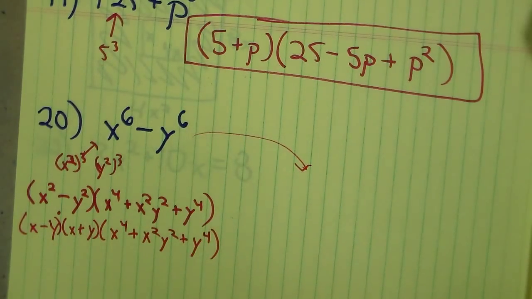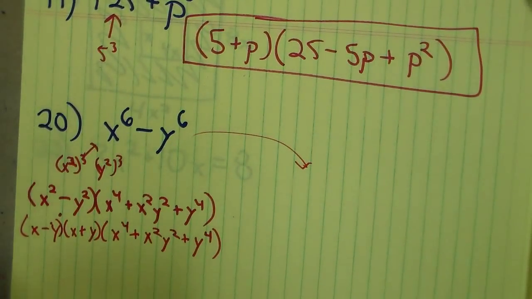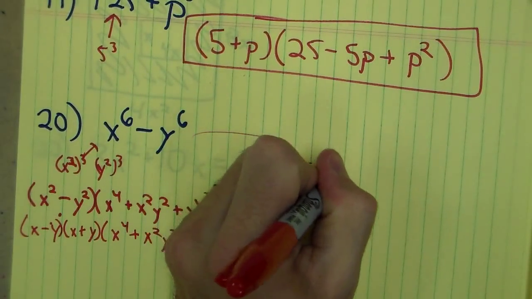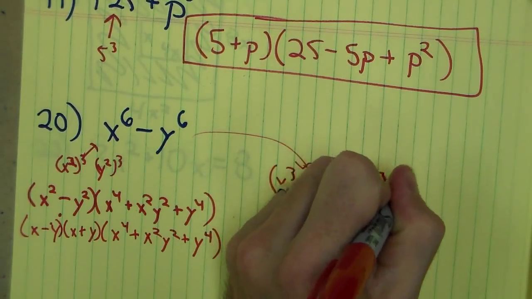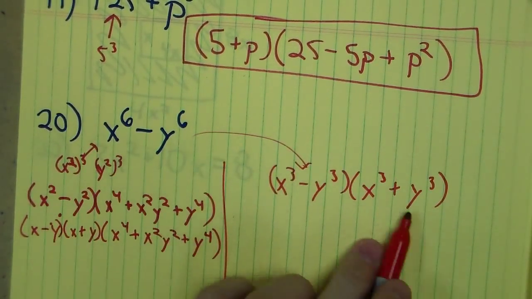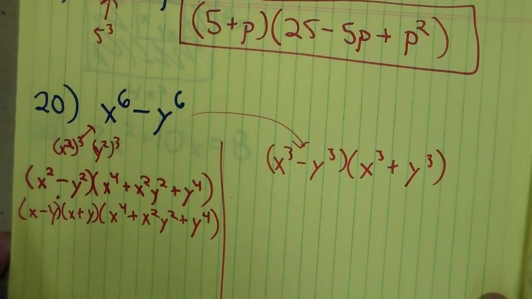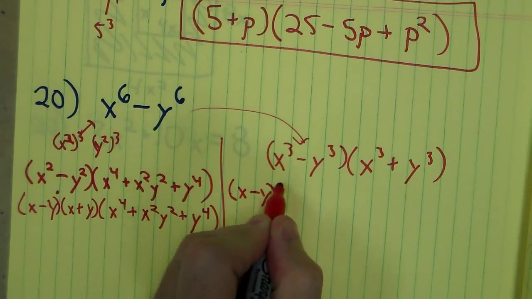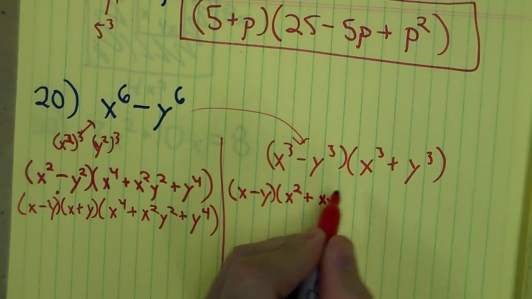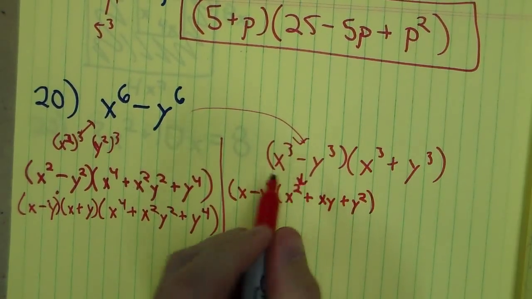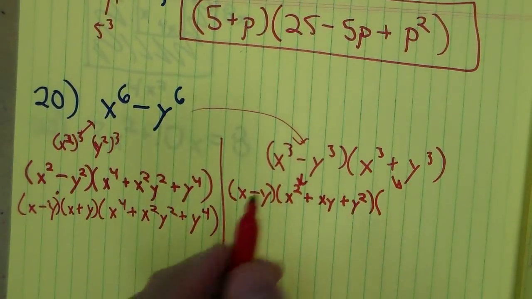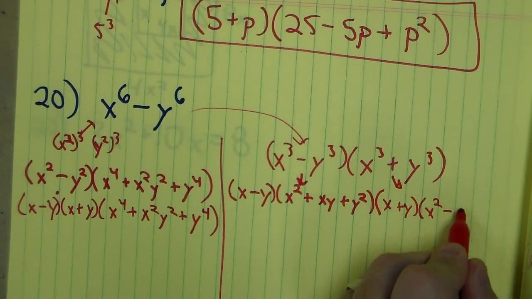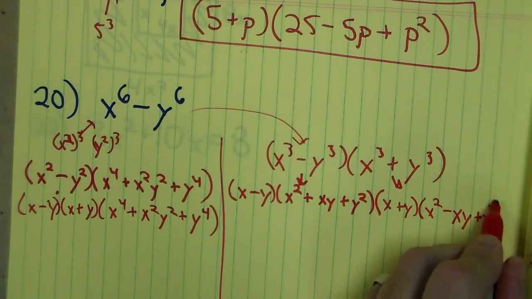The other way we could go about this problem is treating it as cubes from the beginning, or not cubes, difference of squares. That would become x to the third minus y to the third, and x to the third plus y to the third. And if that's the case, we then have to factor them as separate cubes, kind of like we just did over here. So this becomes x minus y, x squared plus xy plus y squared from here. And the positive one becomes x plus y, x squared minus xy plus y squared.